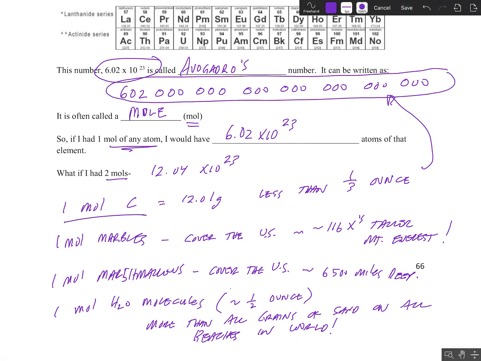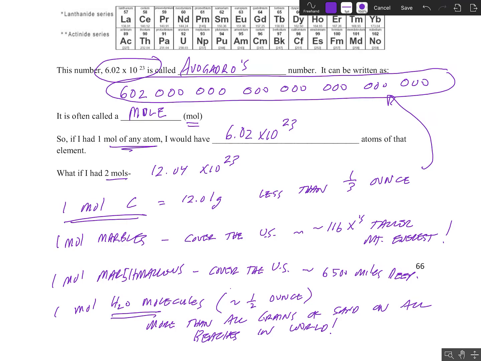What does that tell you about the size of carbon atoms or the size of water molecules? That's right. They're very, very small. So we use the mole as a counting unit, and we count atoms and molecules by weighing them.